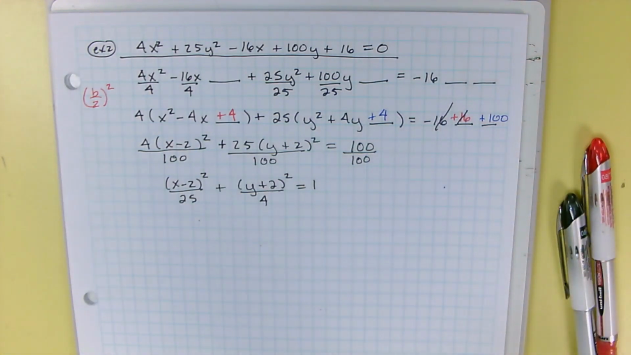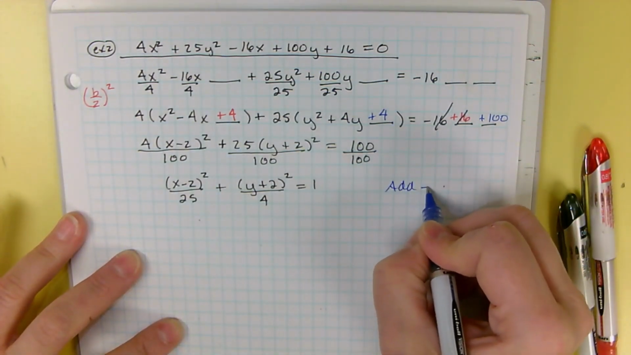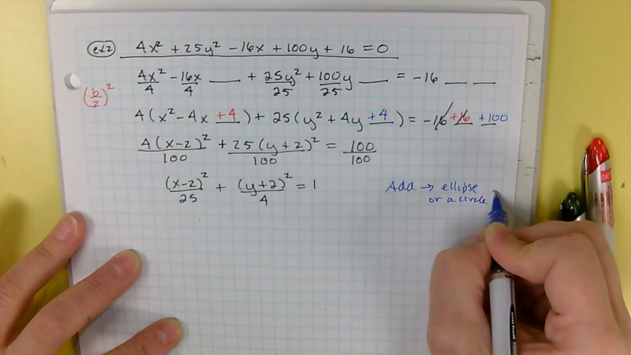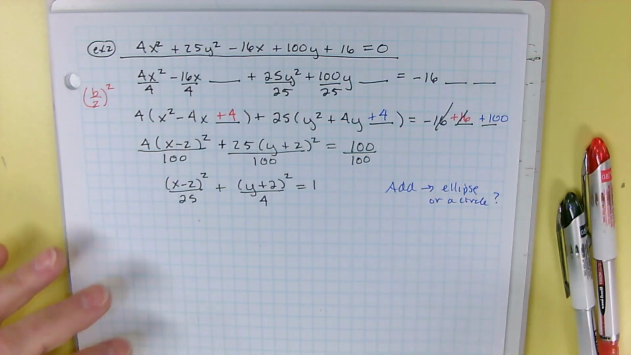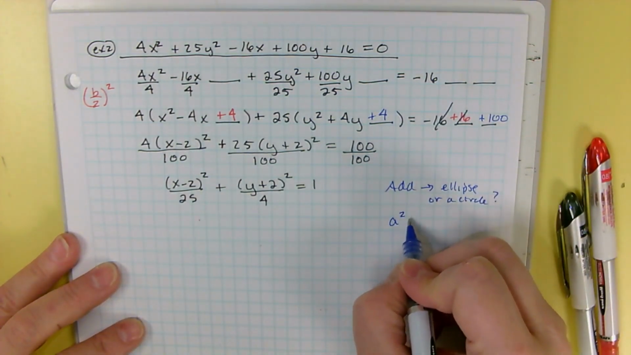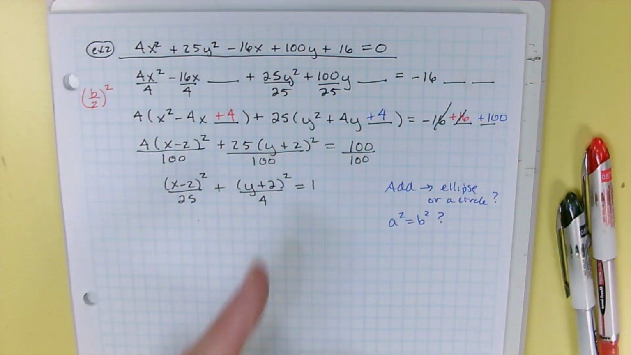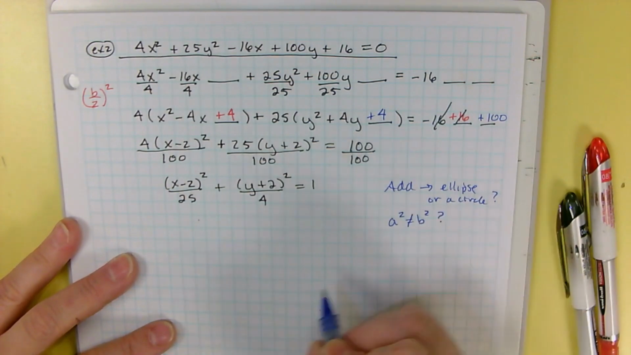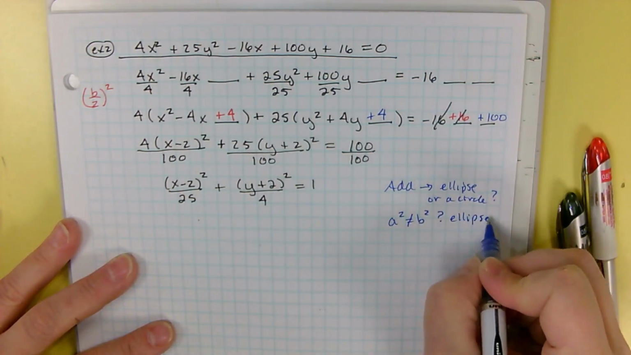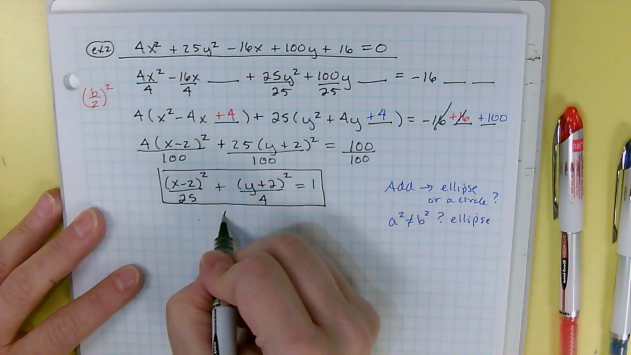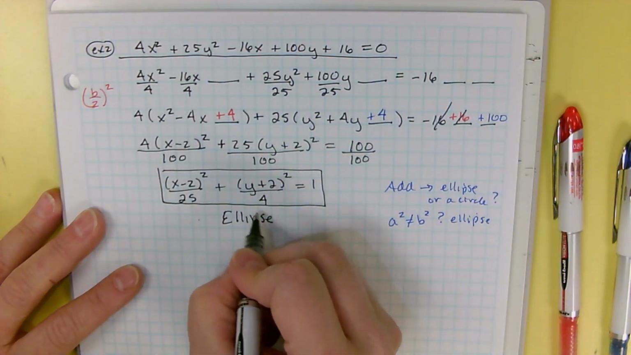So the first question you ask yourself is, is it subtraction or is it addition? It's addition. So because it's addition, it could be an ellipse or a circle. To figure out which one it is, you ask yourself, is a squared equal to b squared? No, one is 25, one is 4. If they are not equal, this is an ellipse. And we are done.